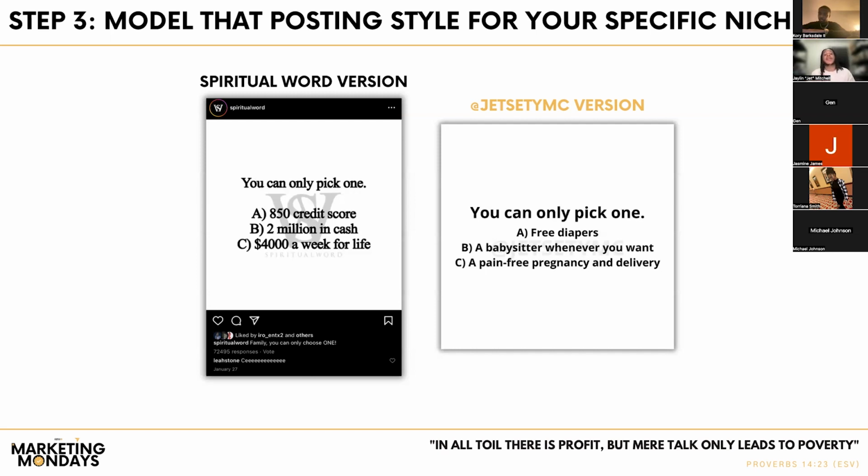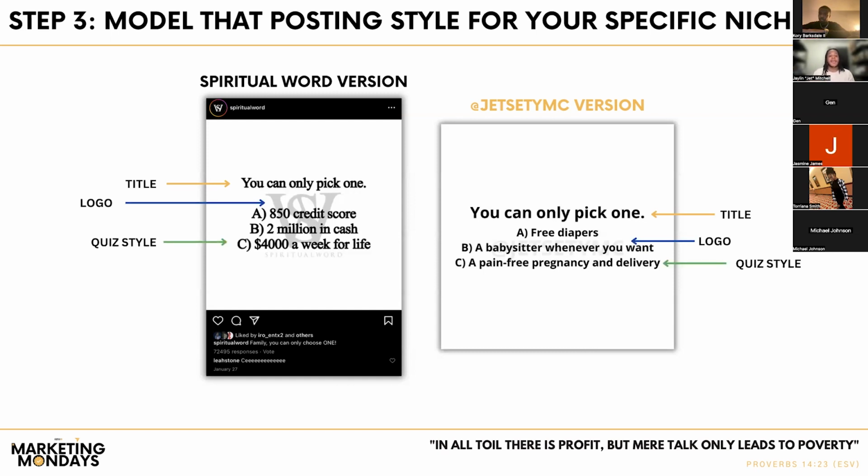All right, so let's break this down. The same title. I copied the same title, period. Model what they're already doing. I copied the logo. If you peep, my logo is in the back of the post, just like theirs. Same thing. I used the quiz style, ABC. I didn't go ABCD.